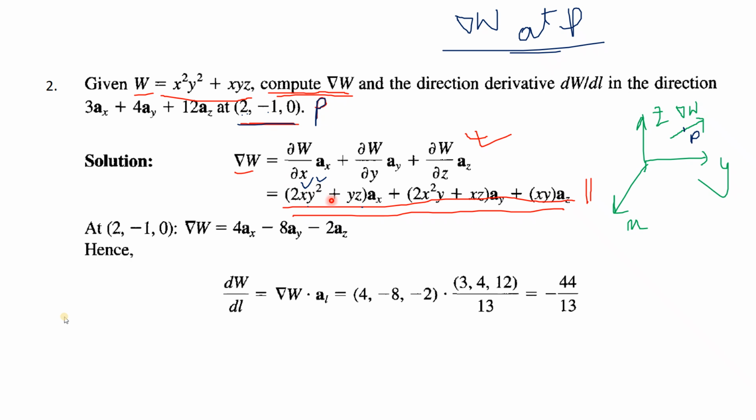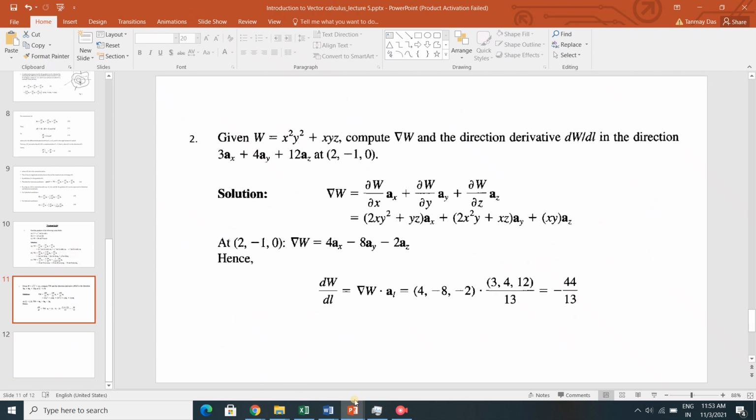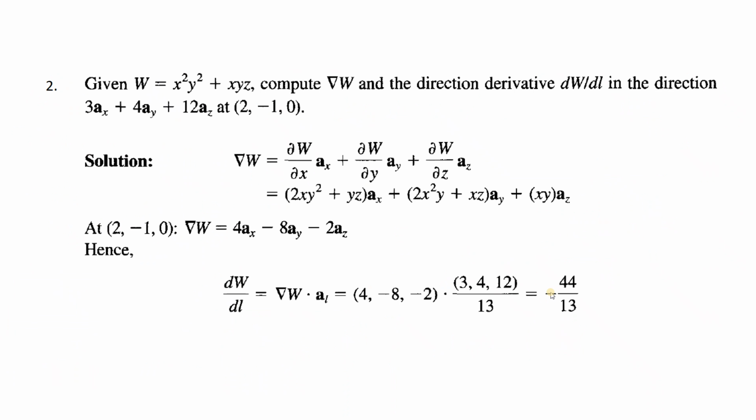Now the first question you have solved, that we have to compute delta W, that is the gradient of scalar W, and the directional derivative dW by dl in the direction of this at point P. That means if you come back to this particular figure once again, P1 to P2 is the shortest path. Now this is not the shortest path.